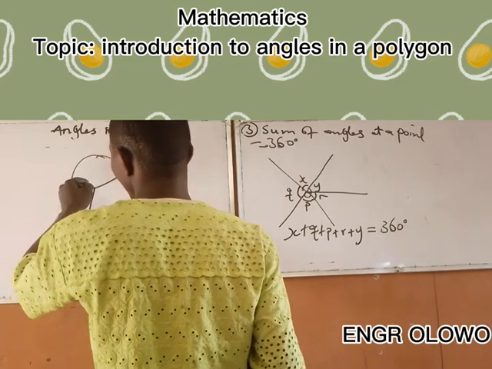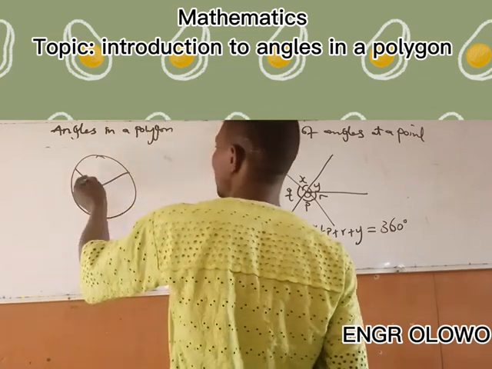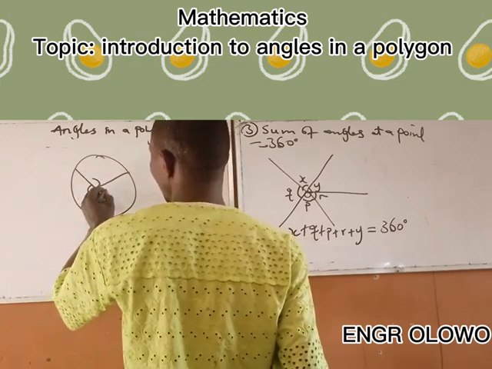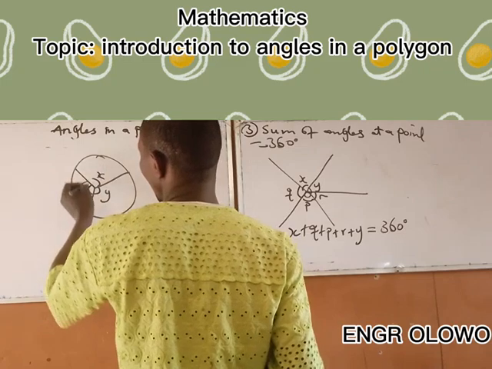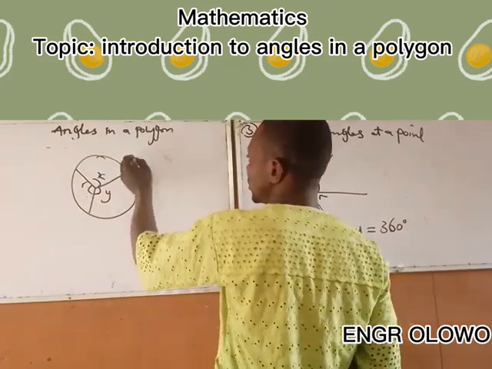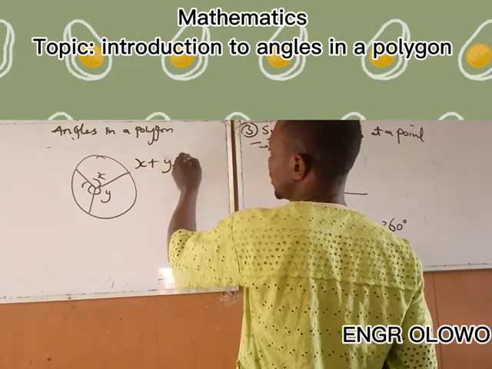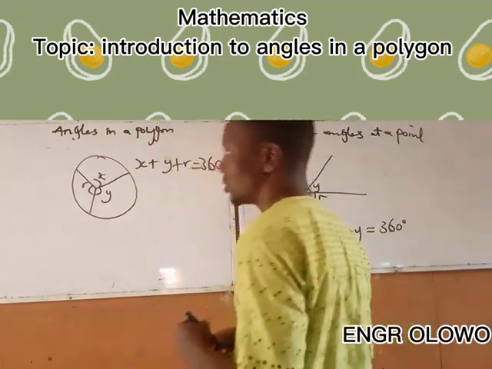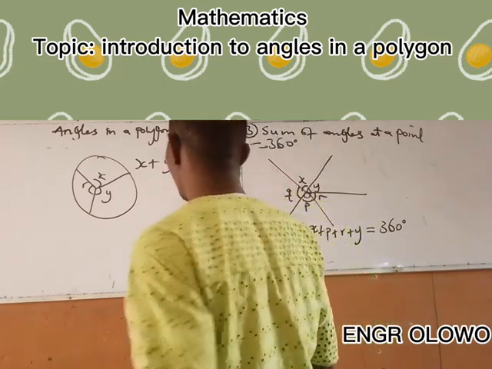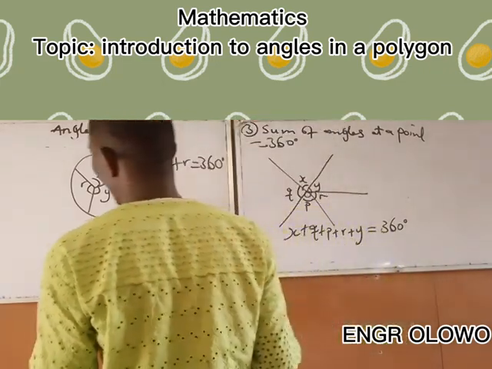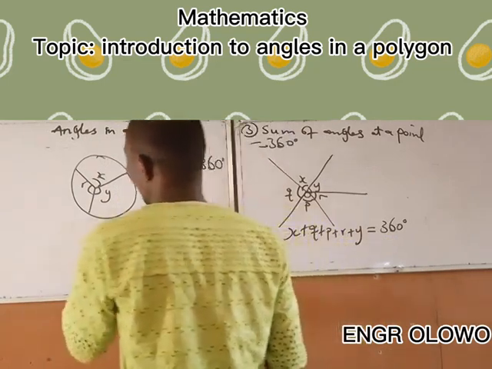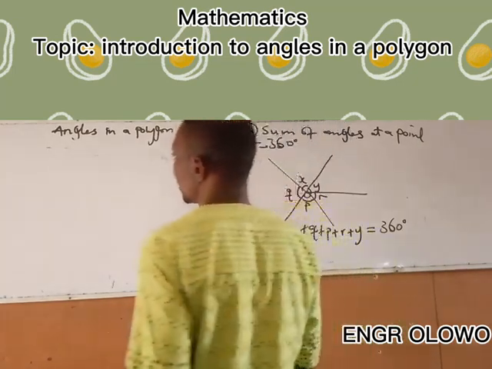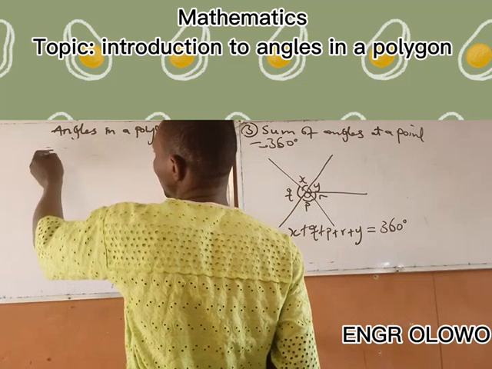We have some angles that meet in a circle also, like this one: Y, X, and R. Now, the sum of all these angles is equal to 360 degrees. X plus Y plus R equals 360. So when you sum all the angles in this circle together, we have 360 degrees. So that is all about that.